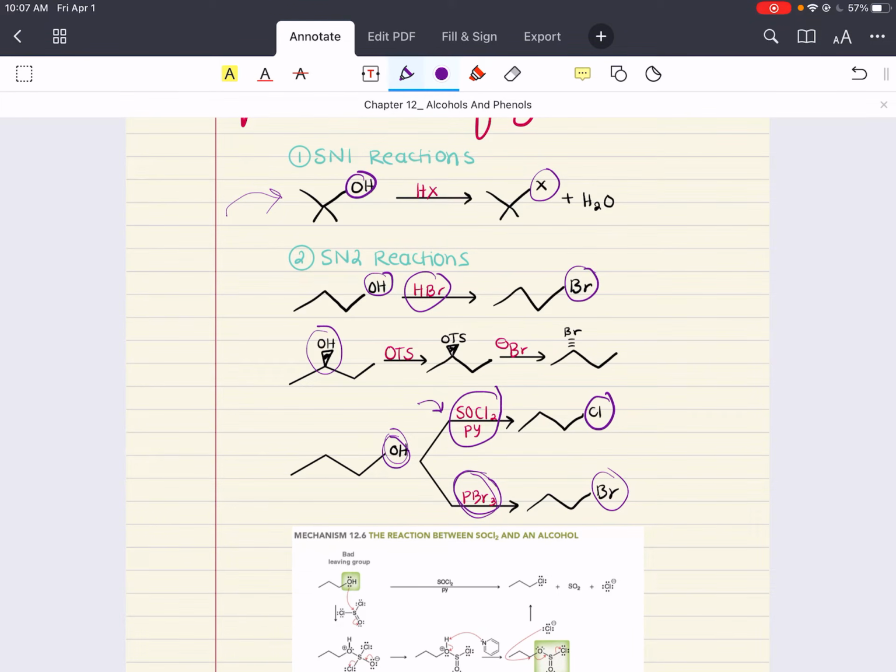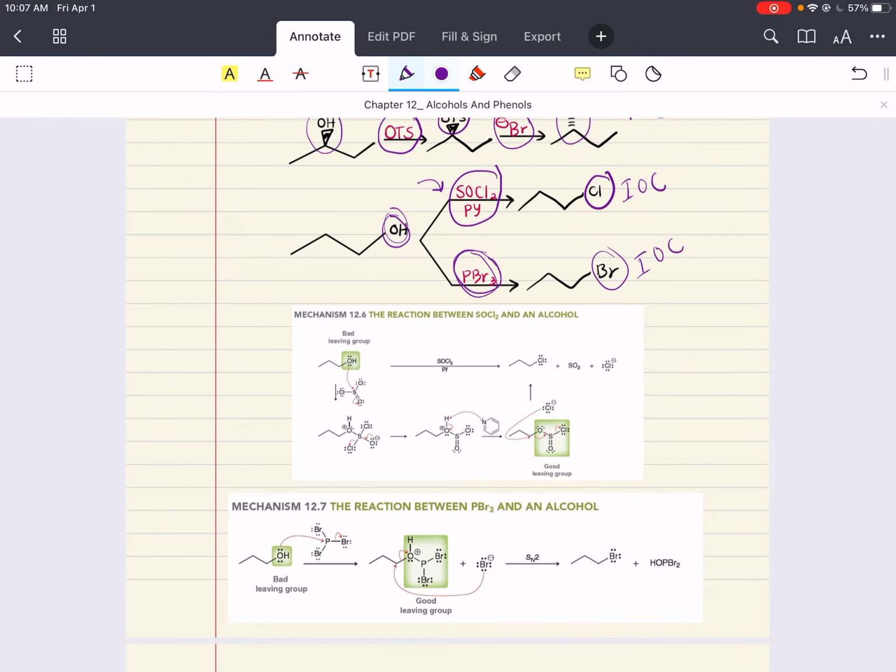Or if you have a secondary alcohol, you can convert it to a better leaving group. TsCl will convert it to a tosylate group, and then treat it with your halogen like bromine or chlorine, and that will replace it as well. Now, as you notice, this proceeds through inversion of configuration. So do these. These will proceed with inversion of configuration.